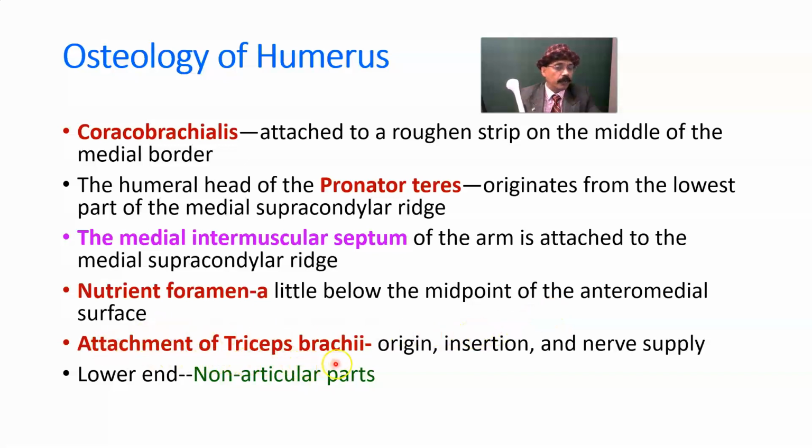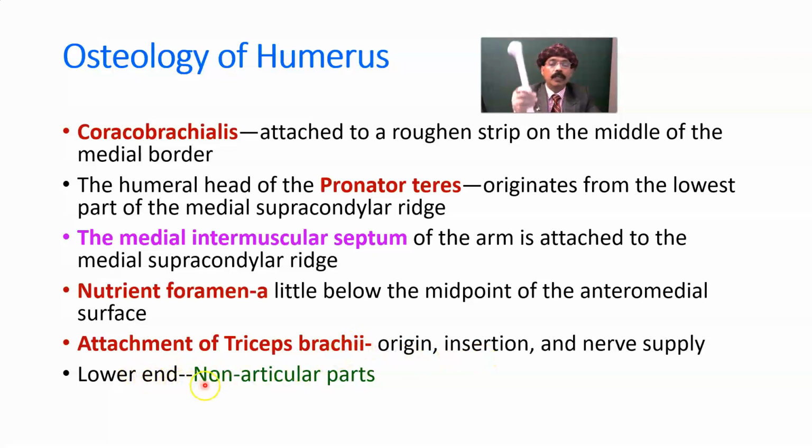We know the attachment of triceps brachii: origin from 3 sides, from the infraglenoid tubercle, from the humerus, upper part of the radial groove, the lateral head, medial head below the radial groove, and insertion to the olecranon process of the ulna, nerve supply by the radial nerve.